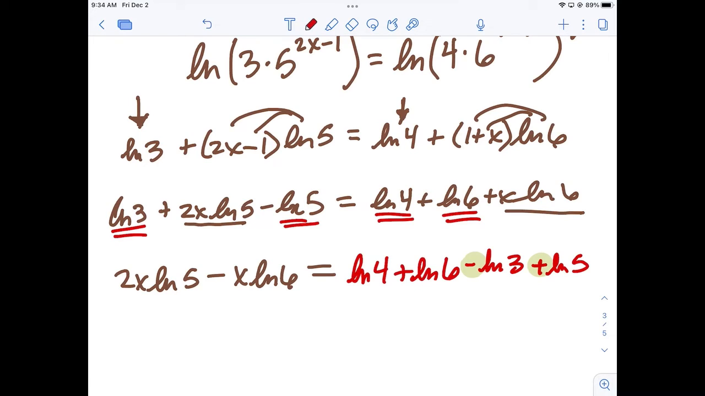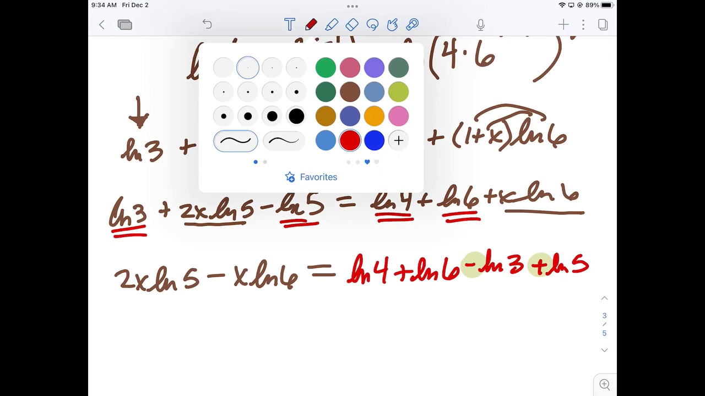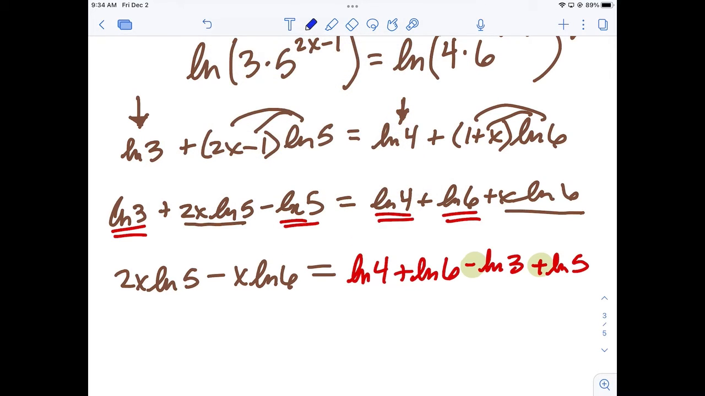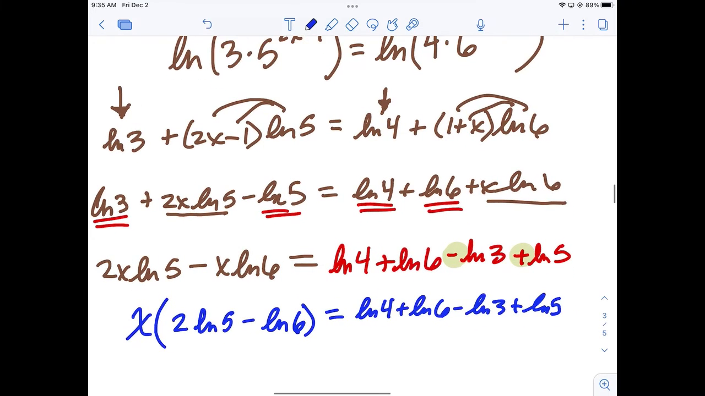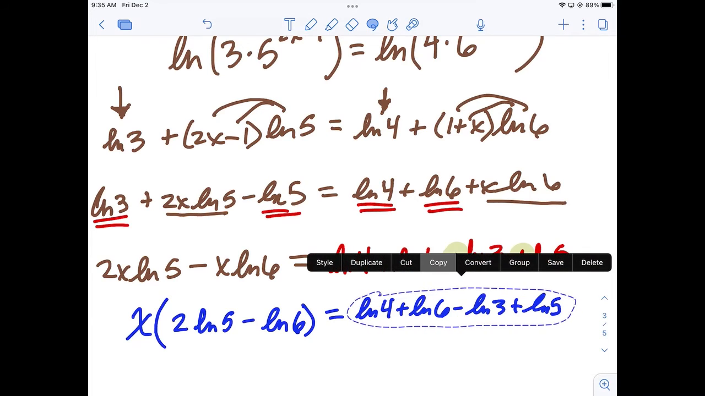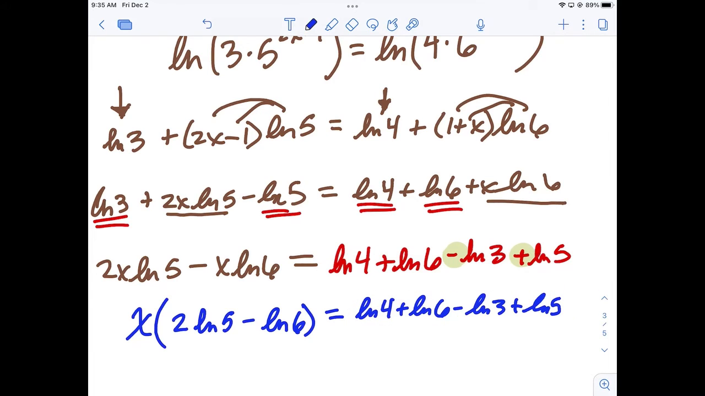All right, now on the left side, I have 2 terms that have x in them, but they're not like terms. I got to get them together. How do I do that? Factor, very good. So I get x times (2 ln of 5 minus ln of 6). And over here, it's just all of this. And now it's going to happen for us, right? All we have to do to solve for x is divide both sides by 2 ln of 5 minus ln of 6. So we get x.